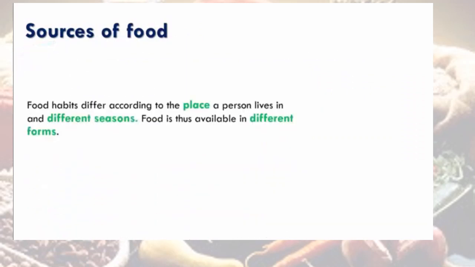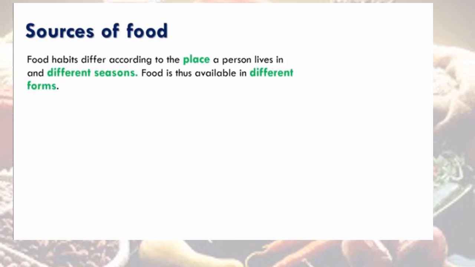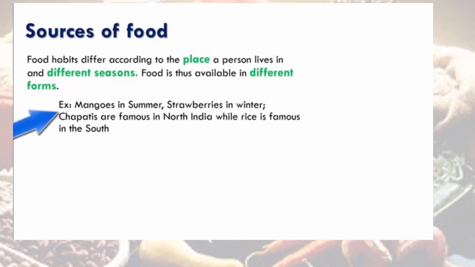A large variety of food is available in different forms. This is due to the fact that food habits differ according to the place a person lives in and the different seasons that we experience throughout the year. For example, mangoes are available in summer and strawberries are available in winter. This is with respect to the different seasons.